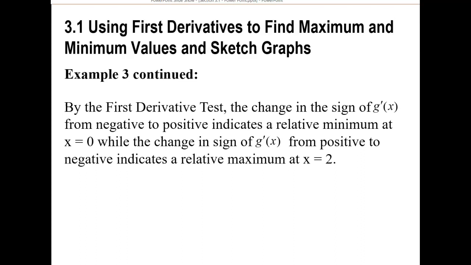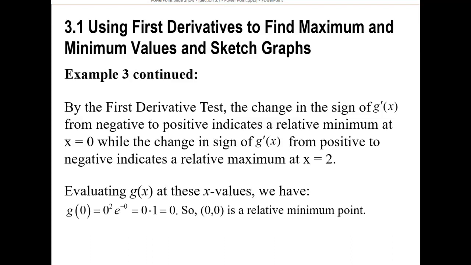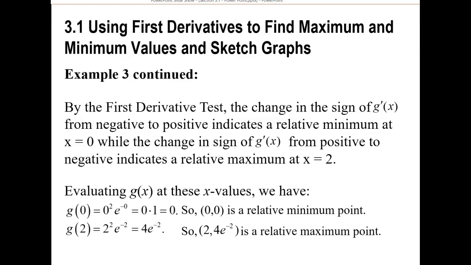So by the first derivative test, the change in sign from negative to positive indicates a minimum. That occurs at 0, while the change in sign from positive to negative indicates a max, right? Negative to positive means decrease to increase, so it has to be a min. Positive to negative means increase to decrease, so that would have to be a max. To find the ordered pairs, you plug back into the function. So g of 0 simplifies to 0, so (0, 0) is a relative min. Plug 2 back into the function, it gives you 4e to the negative 2, so (2, 4e to the negative 2) would be a relative max.